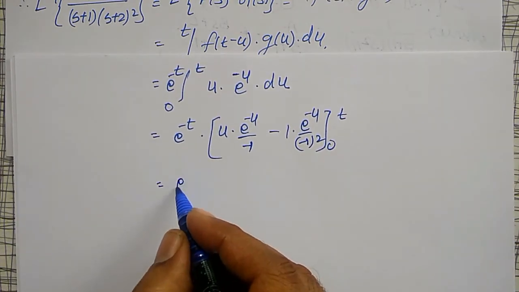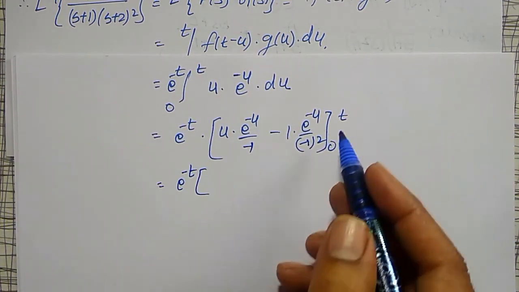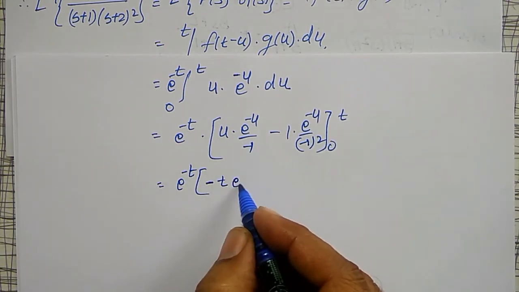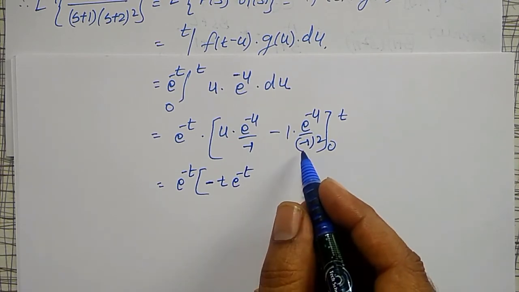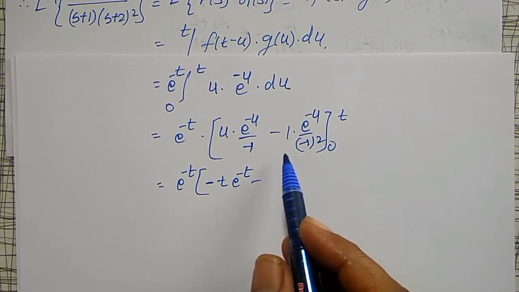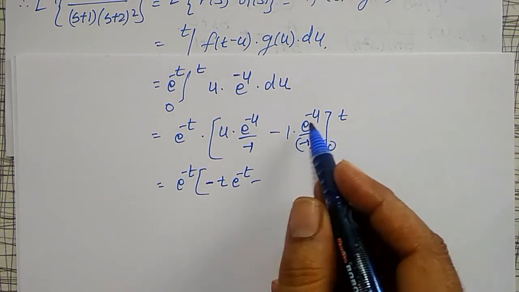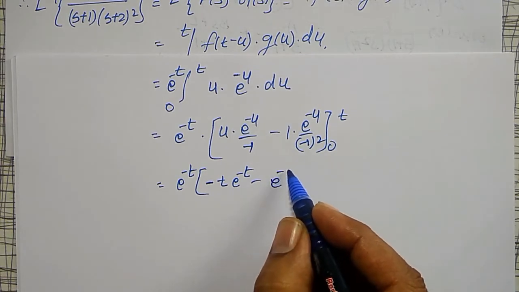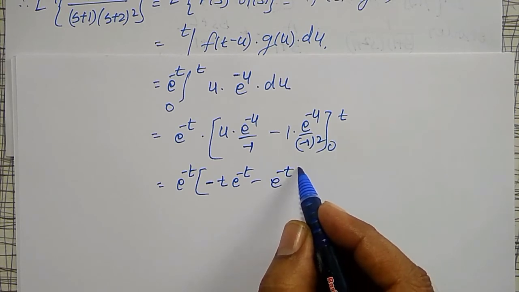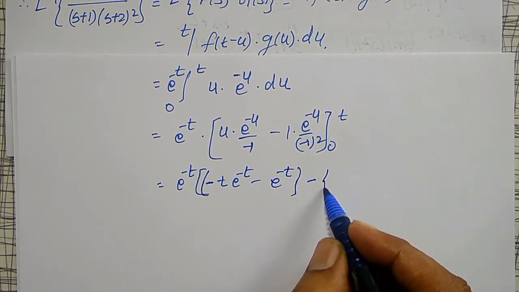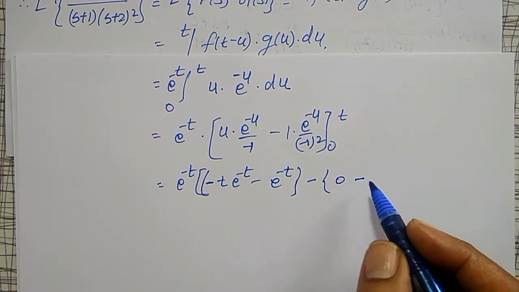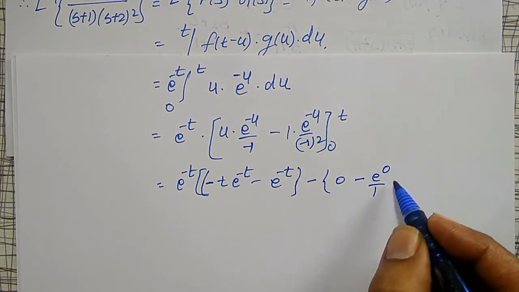I am going to get it as e to the power minus t into bracket, upper limit first, t into minus, I will take here, t into e to the power minus t, minus already is there. Okay, now t for the second term, minus e to the power minus t divided by (minus 1) square will become plus 1. This is my upper limit, minus lower limit u equal to 0, first term becomes 0, minus e to the power 0 divided by 1.